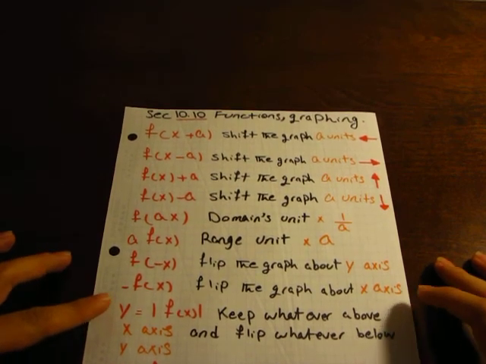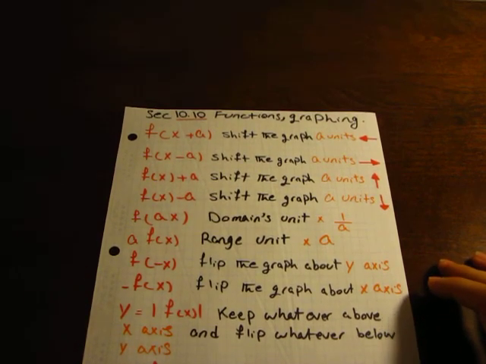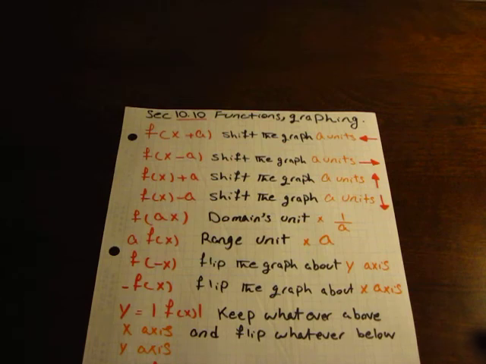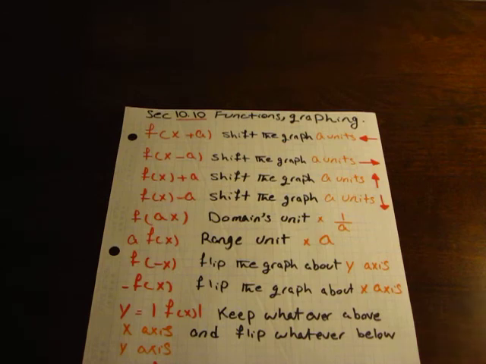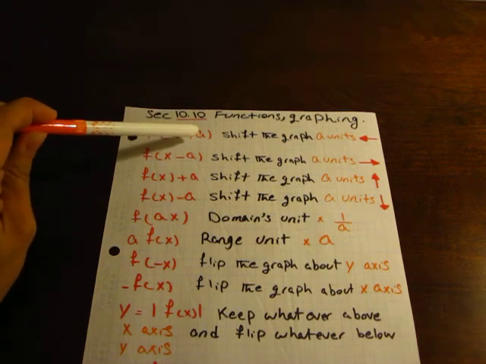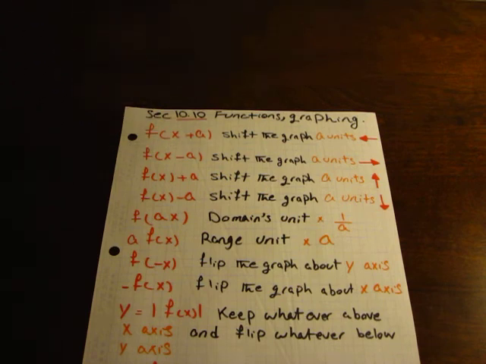The first one is f of x plus a, or f of x minus a. In that case, we are shifting the graph to the right hand side or the left hand side. If we have plus a and a is a positive number, we are shifting the graph a units to the left. But if we have f of x minus a, we are shifting the graph a units to the right.